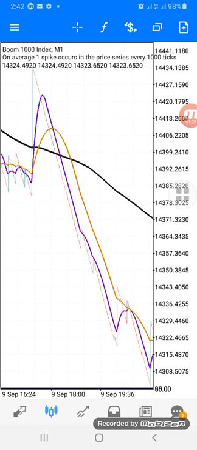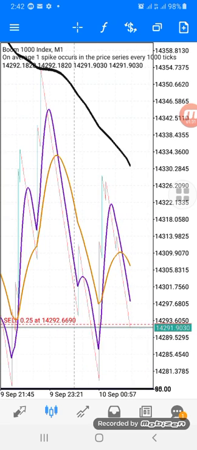Now let us check on the settings of this strategy. It works like magic. There you see, I just entered this trade. I just want to show you that it works.